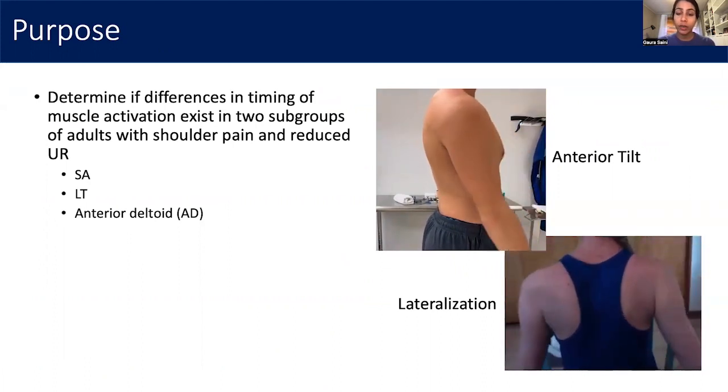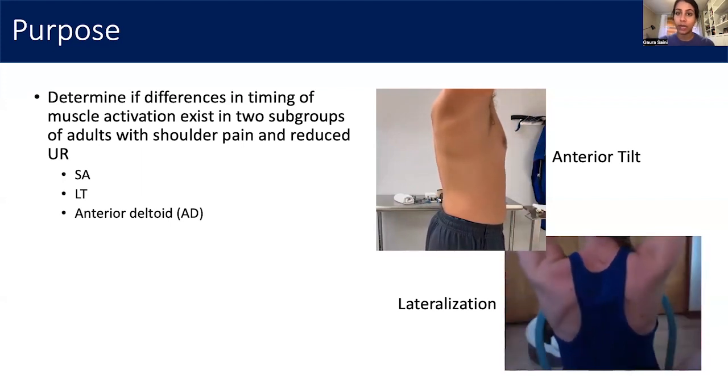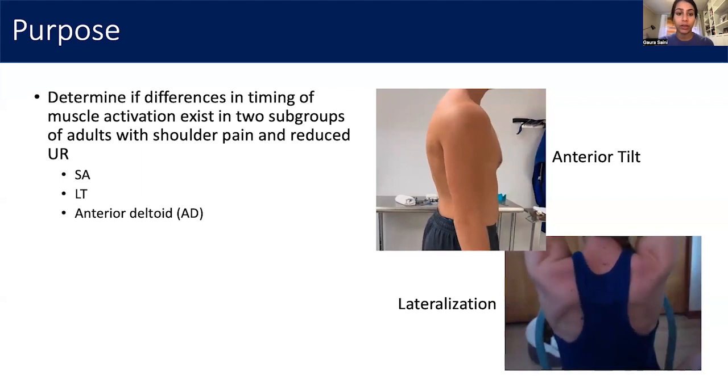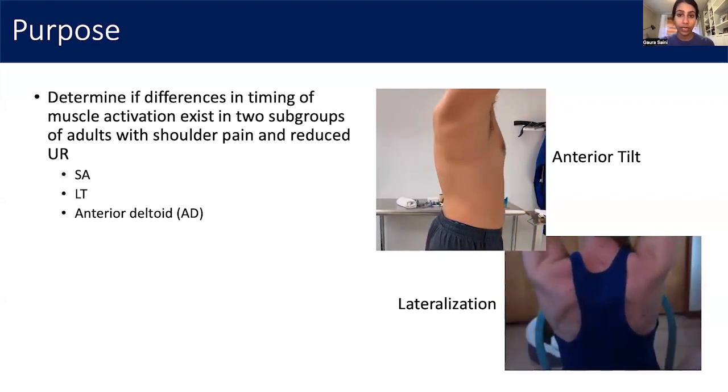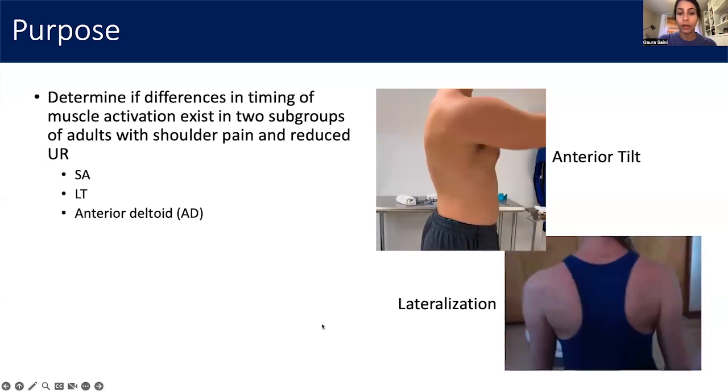In that top video, you can see an individual with the anterior tilt pattern where the bottom of the shoulder blade is kind of protruding away from the rib cage. And then in the bottom video, you can see a person with lateralization where the top part of their shoulder blade is sliding away from the spine.